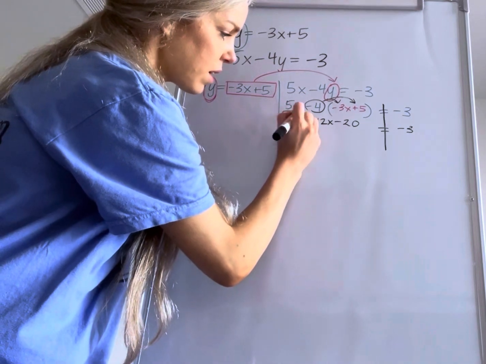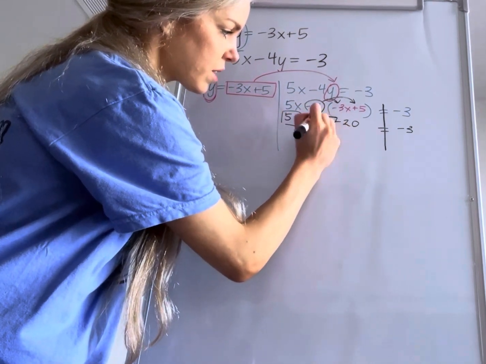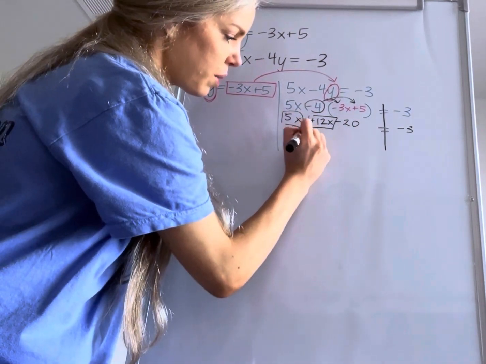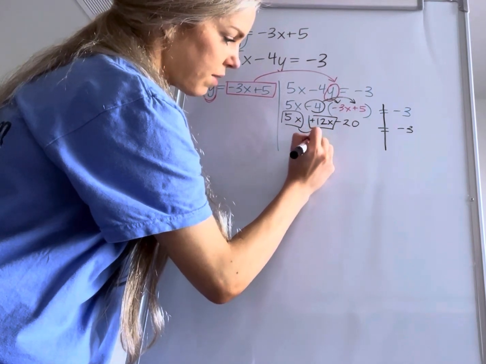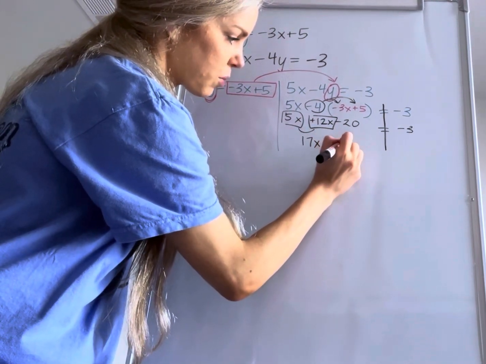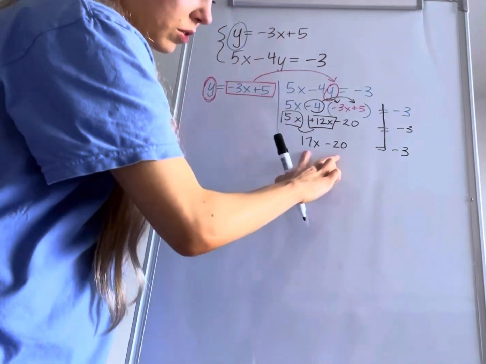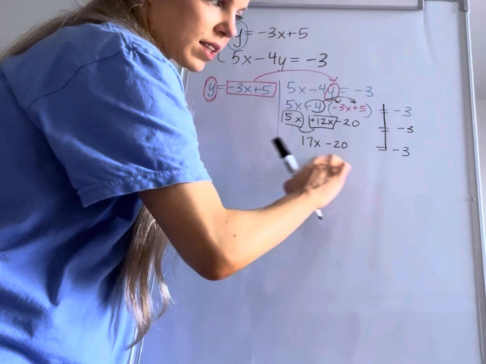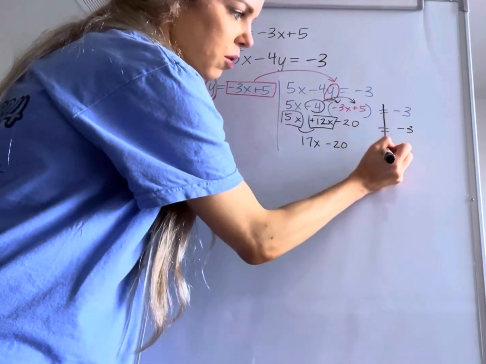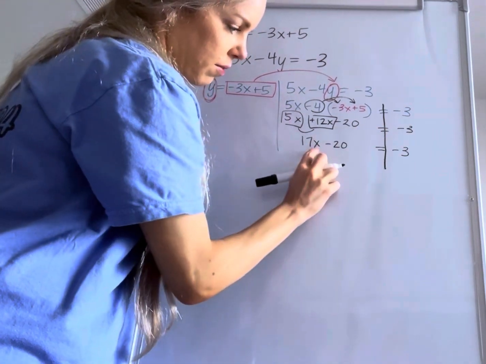Next, this 5x and plus 12x, those are like terms. And so we can combine those to be 17x minus 20 equals the negative 3. Now, there's no more like terms. This side is as clean as it can be. And so now we're ready to isolate the variable.